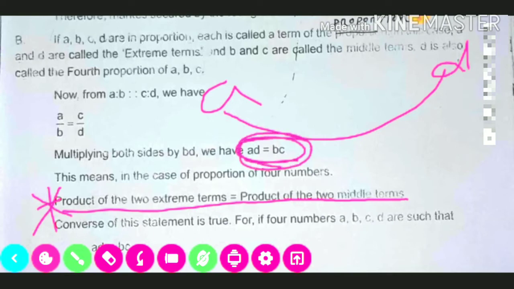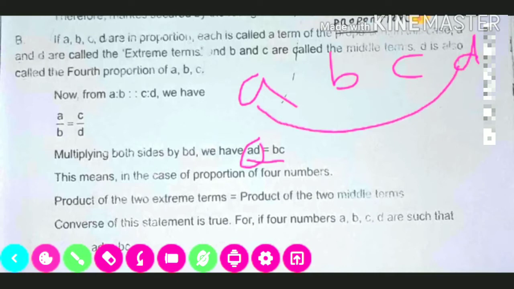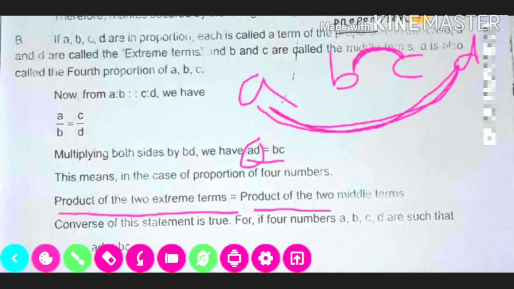From here you are able to see this: A into D is equal to B into C. A first, then B, then C, then D. The product of first and last is the product of the extreme terms, and the product of these two is the product of the middle terms. So the product of the two extreme terms is equal to the product of the two middle terms.